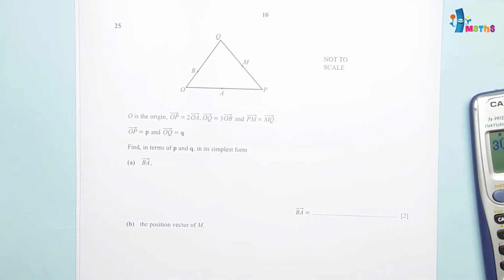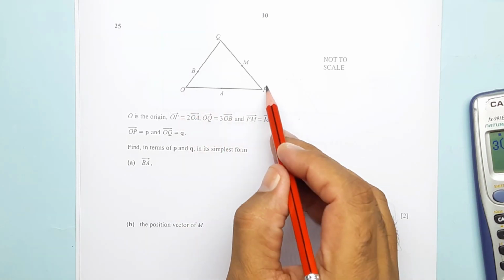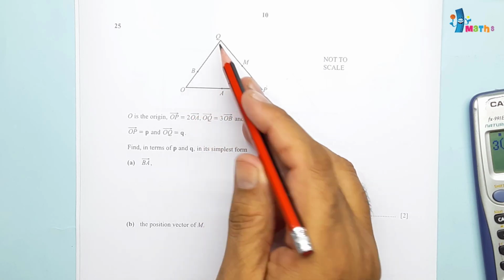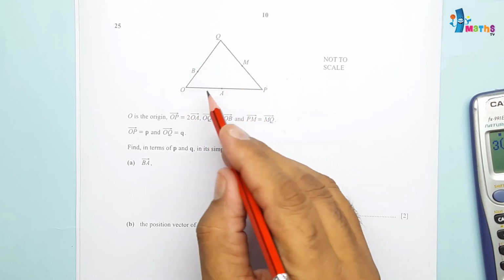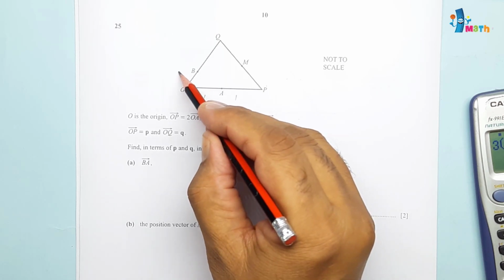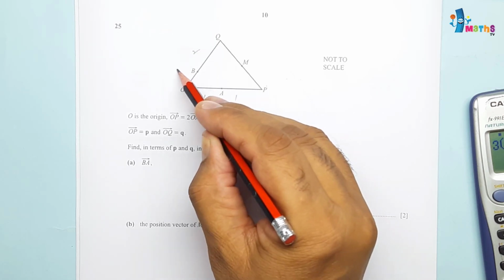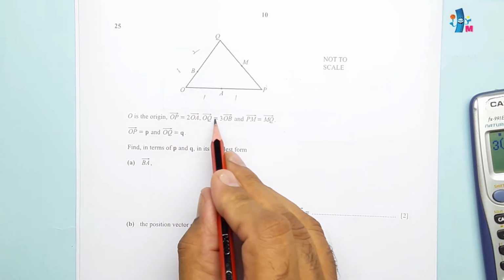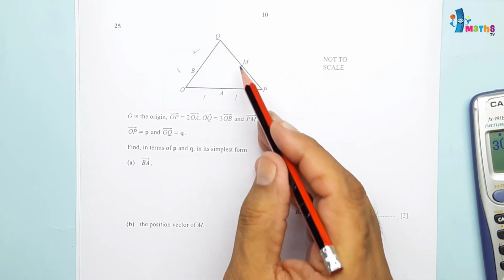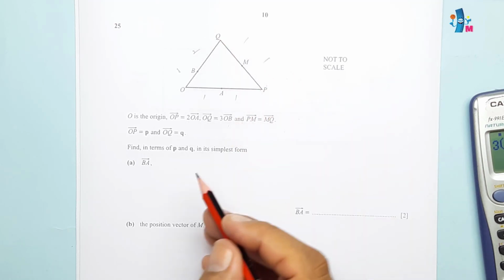Question number 25. This is a vectors question. O is origin and OP is equal to 2OA and OQ is equal to 3OB. So this is 1-1 ratio and this is 1 and 2 ratio. This is what this means. And PM is equal to MQ. This is also 1-1 ratio.